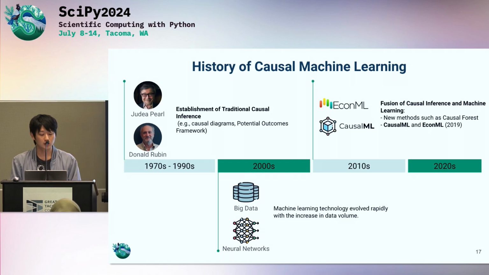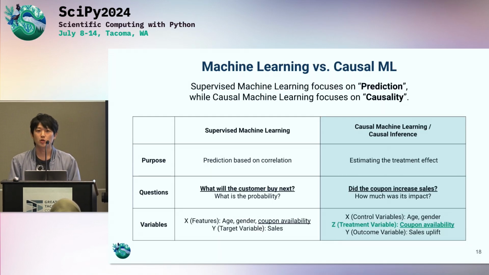So, you might be wondering, why should we use causal machine learning instead of normal supervised machine learning? That's a good question because the objective is completely different. Traditional machine learning focuses on prediction based on correlation. For example, the ML model can answer what the customer will buy next and what the probability of that is. On the other hand, causal machine learning aims to understand causality. For example, it tries to answer the question, did the coupon increase sales, or how much was that impact?